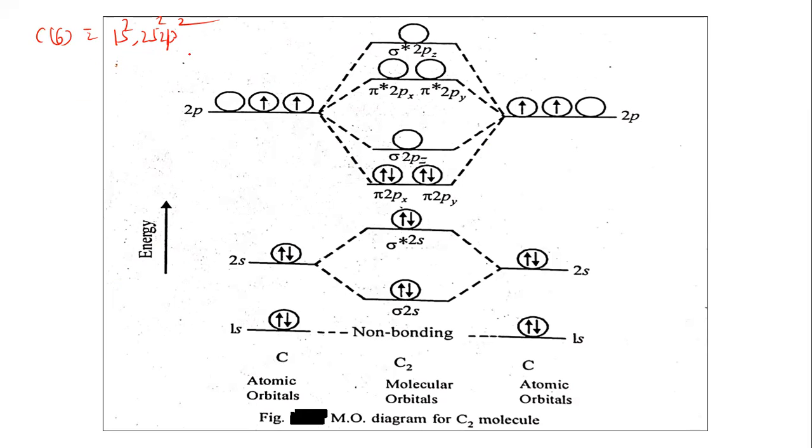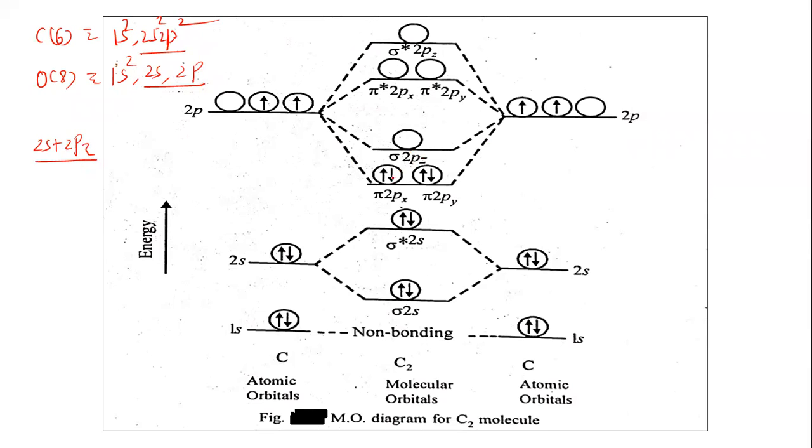Now, in the case of the carbon molecule, there is mixing of the atomic orbitals. This mixing takes place because the energy gap between the 2s and 2p is very small. In the case of the oxygen atom, this mixing does not take place because the energy gap between 2s and 2p is very large. And in this case, it is very small in the case of carbon. So, due to the mixing of the atomic orbitals, which orbitals are involved in the mixing? 2s and 2pz.